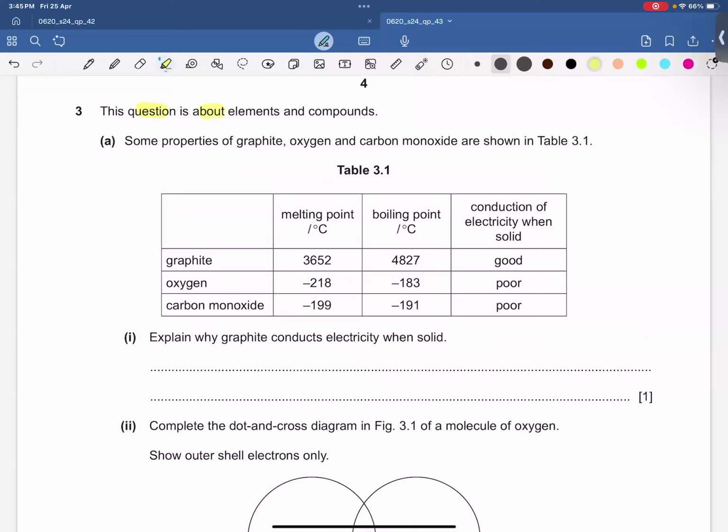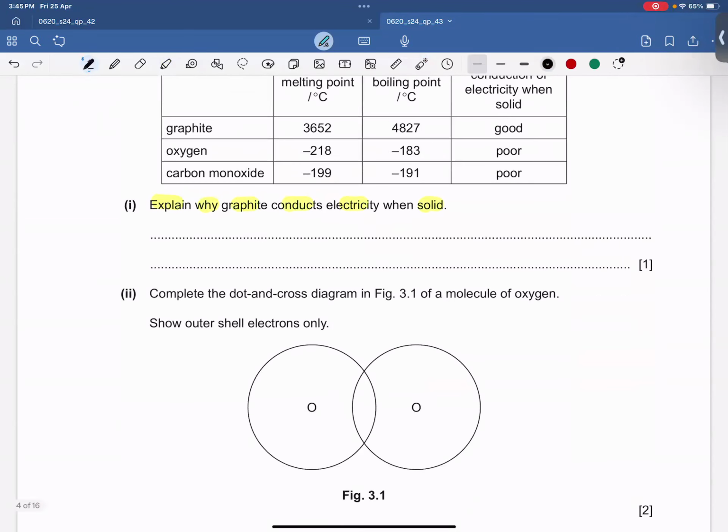This question is about elements and compounds. Some properties of graphite, oxygen, and carbon monoxide are shown in table 3.1. Explain why graphite conducts electricity when solid. Because graphite contains free mobile electrons.